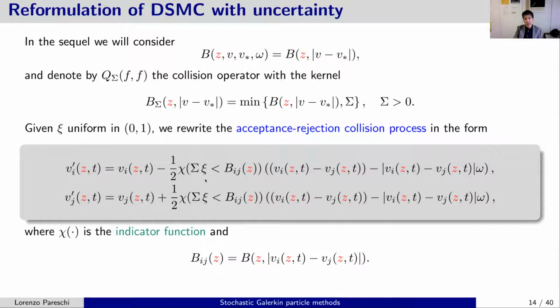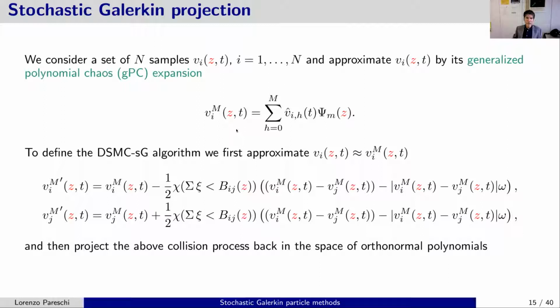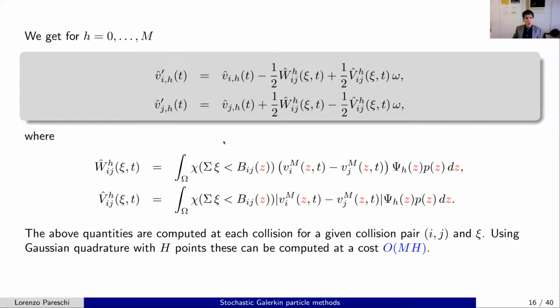At this level, of course, we can now think to project. So we go back to the polynomial chaos expansion. We plug in the truncated projection of the velocities into the binary interaction dynamic. And then we have to project back this binary process into the space of orthonormal polynomials. What you get is a set of evolution equations for the modes.